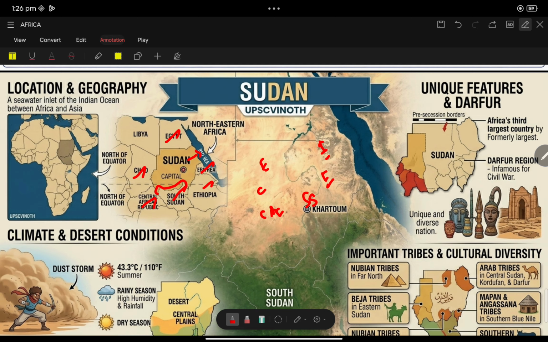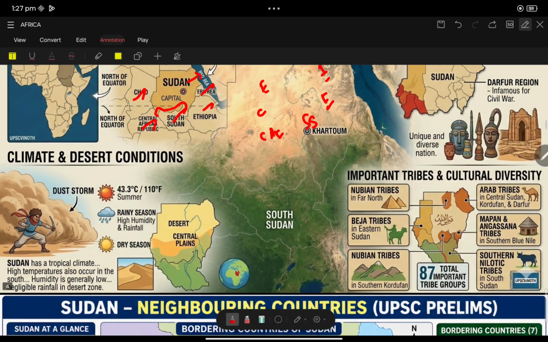Sudan is a tropical climate country. First of all, the climatic condition: high temperature, and humidity is generally low. There is negligible rainfall, so Sudan contains more desert because it has less rainy season. Dust storms are also prevalent here.